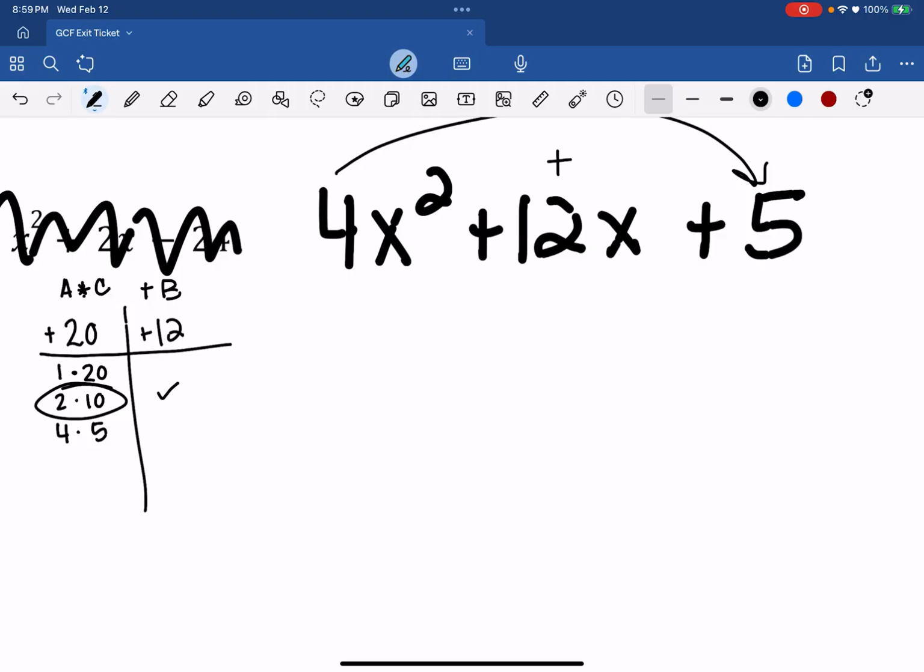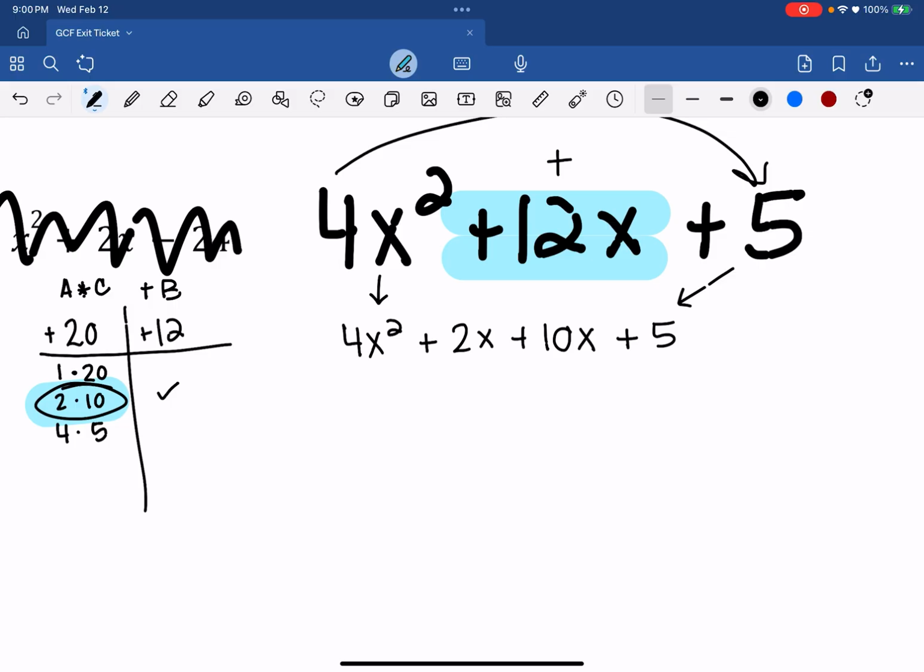At this point, you're going to rewrite 12x using 10 and 2. Okay, so I have 4x squared, but instead of 12x, I'm going to write my numbers that I chose. So 2x and a 10x, and then plus 5. So again, I'm keeping A and C where they belong. I'm just rewriting 12 to be 2x and 10x. From then on, guys, it is the same steps.